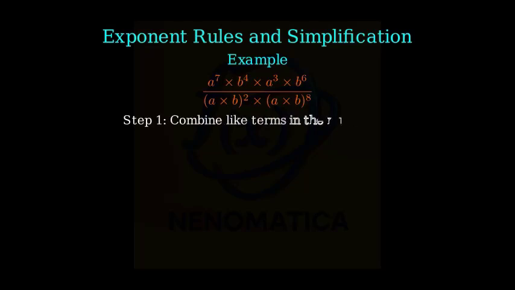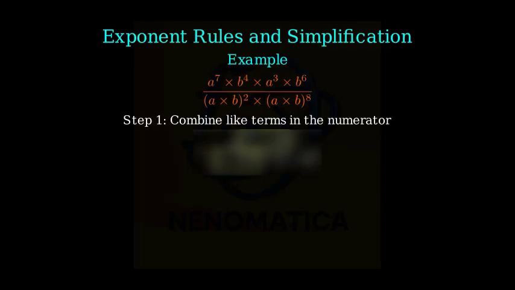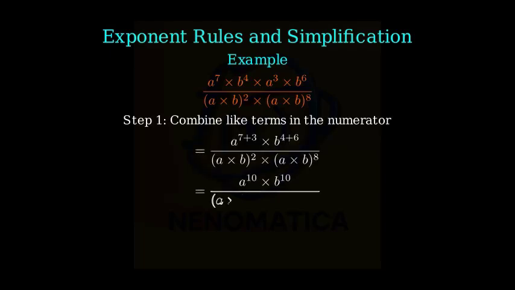Let's begin by using the laws of exponents. When multiplying terms with the same base, we add their exponents. So let's combine the a terms and b terms in the numerator. We'll add their respective exponents.